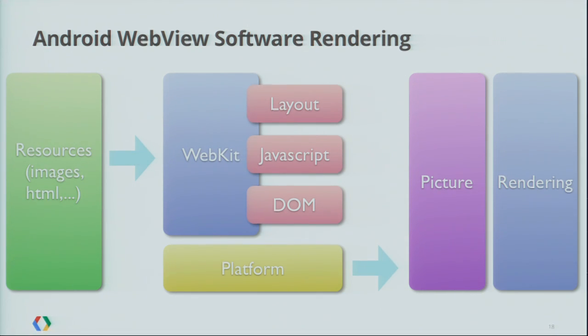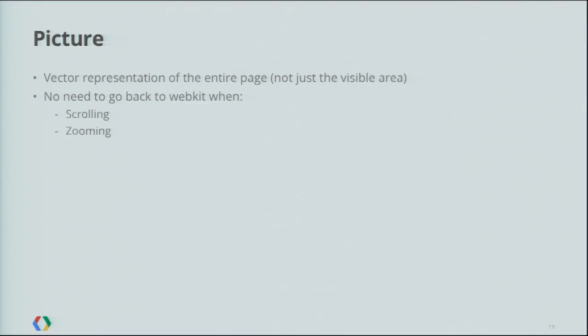So what we did on Android before Honeycomb was, instead of implementing this action reaction of repainting stuff as we were going on, instead we capture the content of the page into what we call the picture. And then, using that picture, we can render it. Okay, so why did we do that? Because the picture is basically a vector representation of the page, which is nice, because then it means you can do stuff like scrolling, just by moving the transform of when you replay the drawing instructions, or you can zoom without having to go back to WebKit.